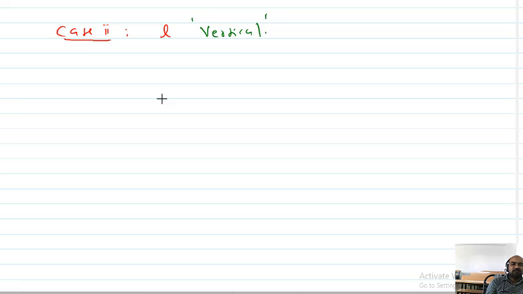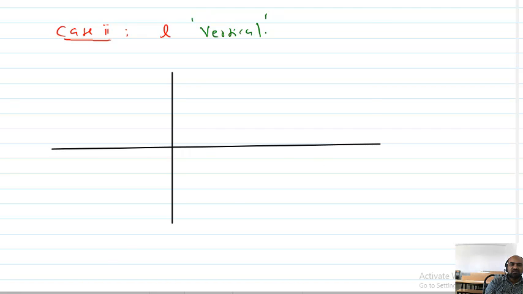L is a vertical line. Students, listen. This is our y-axis, our x-axis, and this is line L. This is the origin, and this is the distance P from the origin to the line. The line L may be on the right-hand side of the y-axis or the left-hand side. That is not a big problem.